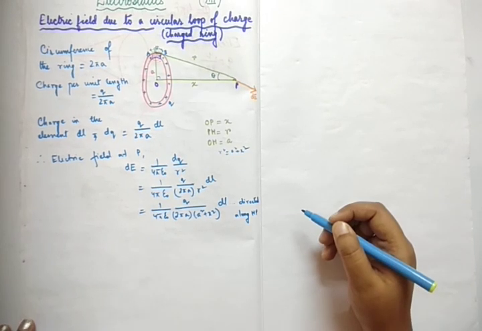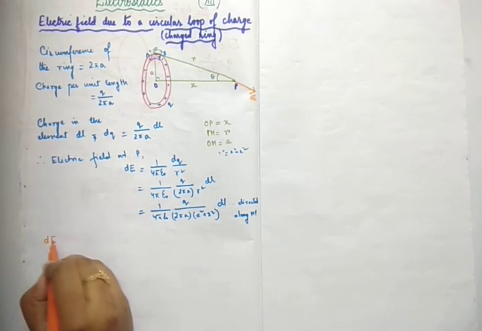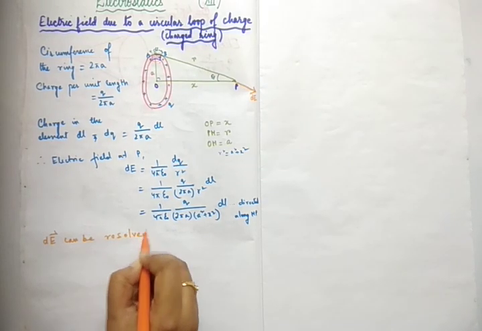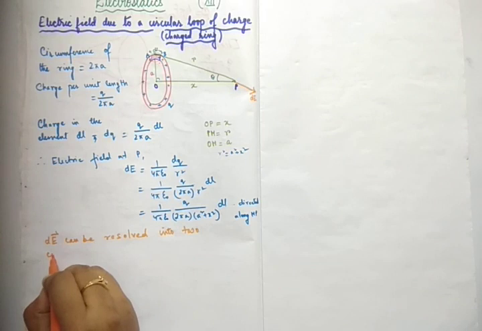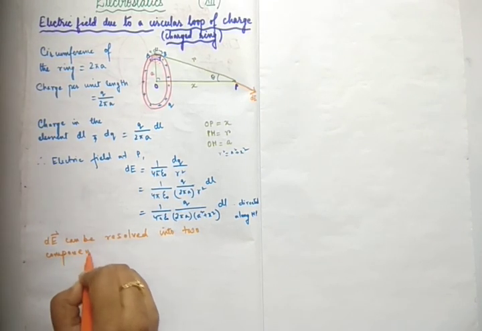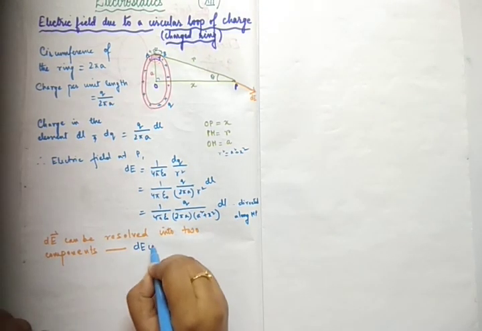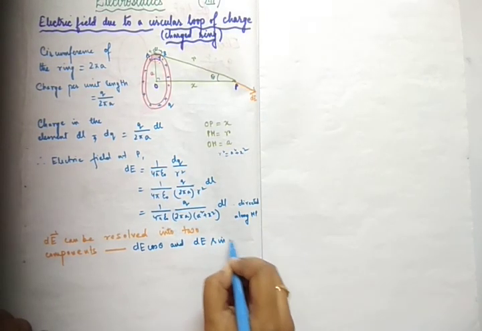Now this dE can be resolved into two components. So what are the components? One is dE cos theta and the other is dE sin theta.